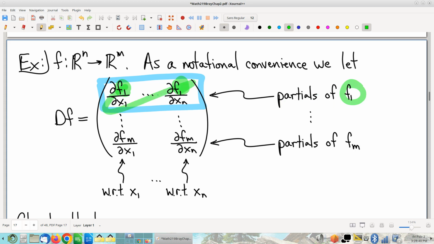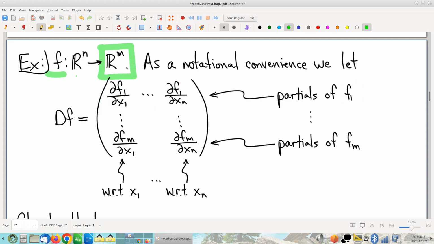What is F1? Keep in mind this is a vector valued function, right? So the function f has m different output coordinates, and they're called F1 through Fm. Is that cool?